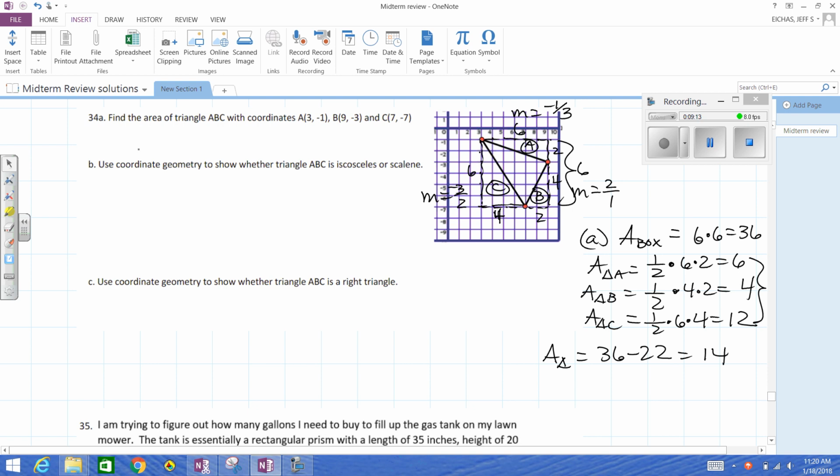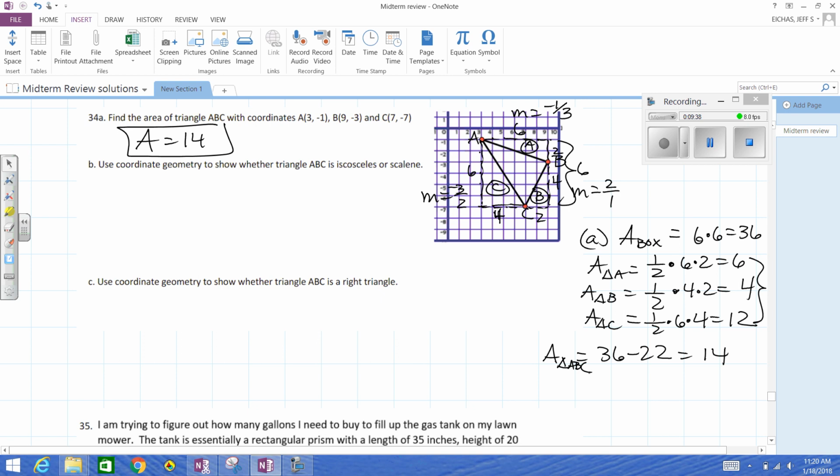All right, so the area of that triangle ABC, I'm not sure which one's A, B, or C, so why don't we just throw some letters in there? Okay, so I'll put those in there since they were missing. 14. Use coordinate geometry to show whether the triangle is isosceles or scalene.